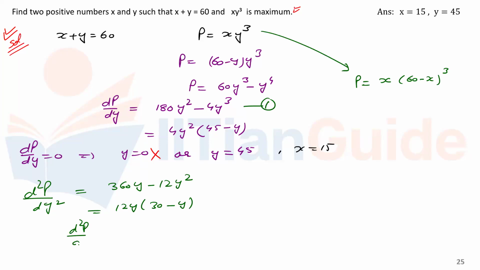Del square p upon dy square, I'm calculating, I'm showing you. Sometimes we can avoid it. But in the board question, when the question is short, do this. Don't take any risk. When y is 45, if I put the value of y to be 45, the second derivative is coming negative. That means I'm getting maximum when y is 45. And they have asked for the maximum value. I got the maximum. I will not get minimum. So, is it clear? Clear to everybody?